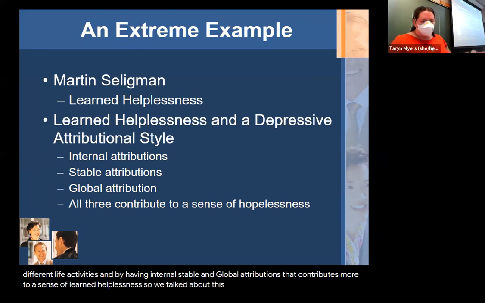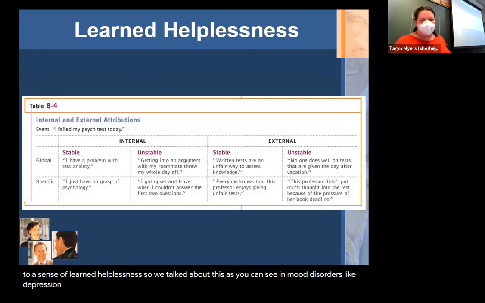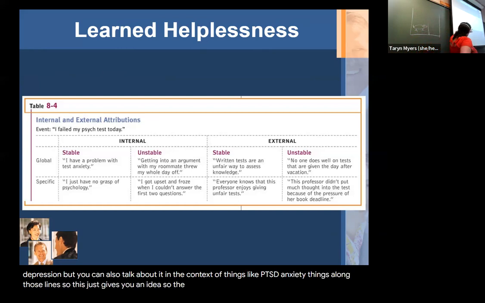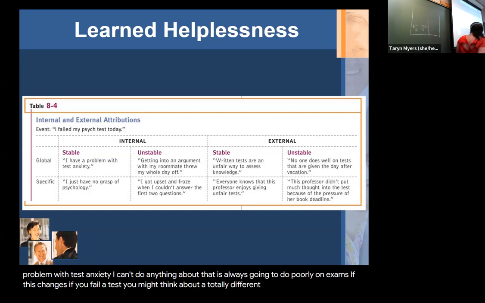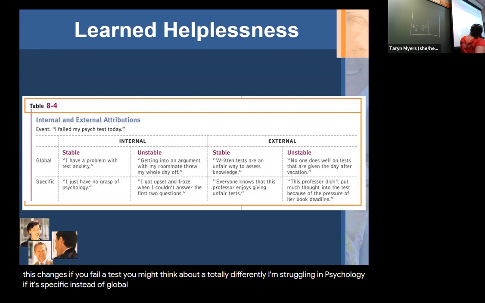So we talk about this in mood disorders like depression, but you can also talk about it in the context of things like PTSD, anxiety, things along those lines. So this just gives you an idea. The internal, stable, global idea here would be, I have a problem with test anxiety. I can't do anything about that. I'm always going to do poorly. But you can see if just one of those things changes, if you fail a test, you might think about it totally differently. I'm just struggling in psychology, if it's specific instead of global.